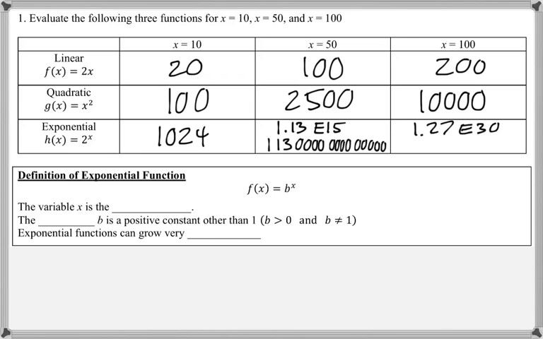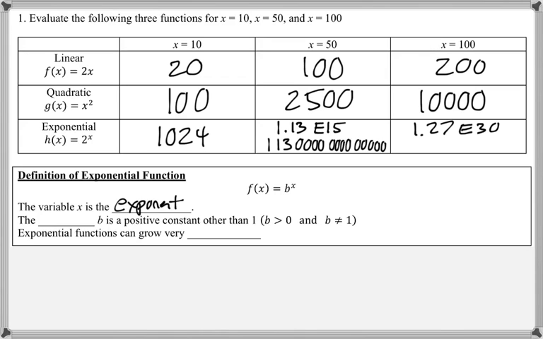So the definition of an exponential function is here. This is our template, and the variable x is the exponent. So we've had x's before, like the quadratic, but we've never had an x in the exponent. And that's really what's going on here.